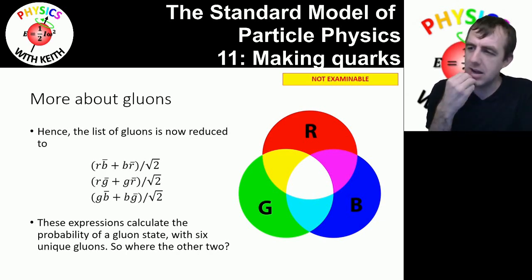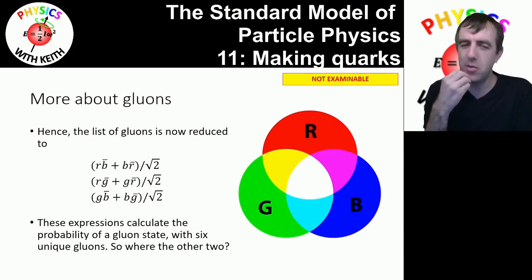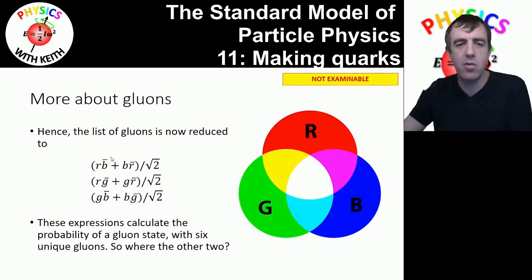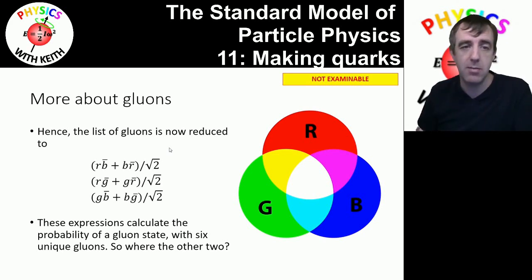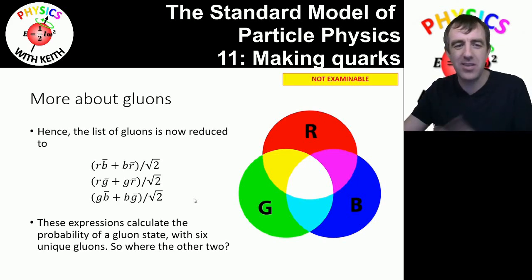Oh, hang on, I said there were 8. I've gone too far the other way now. Again, this is a probability expression. So this is red and anti-blue, or blue and anti-red, and then multiplied by some factor to normalize that probability back to 1. So where are the others?